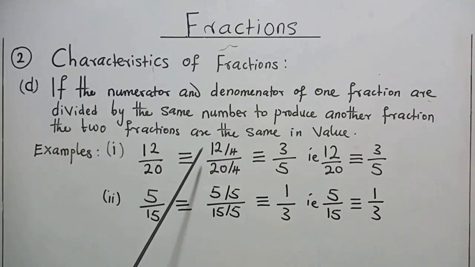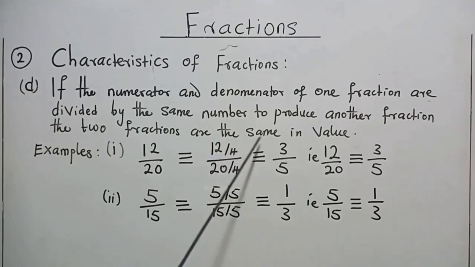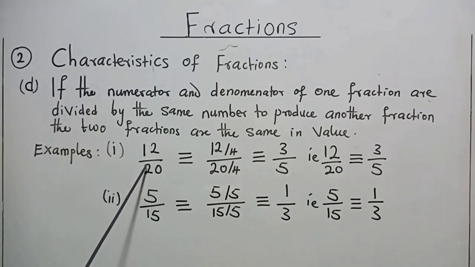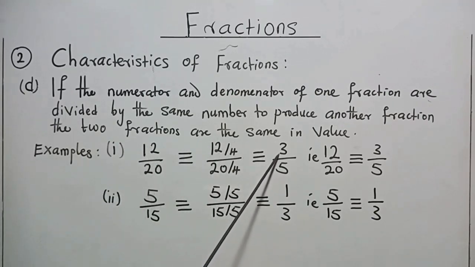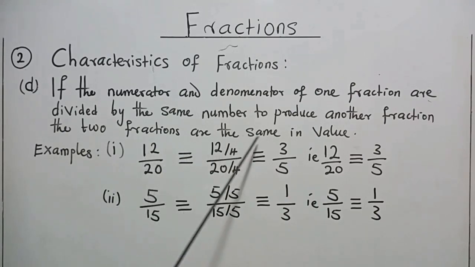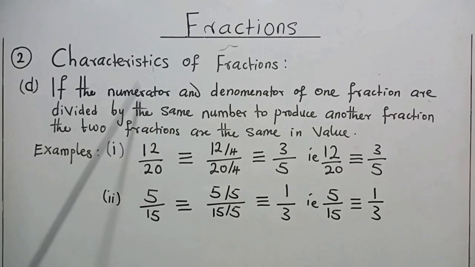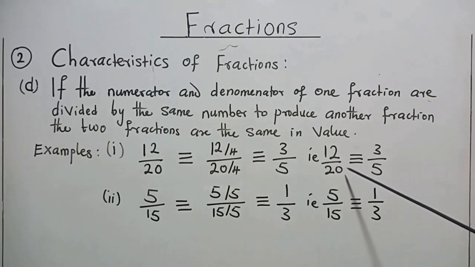Let's see the result. When 4 divides 12, the result is 3. When 4 divides 20, the result is 5. What it means is that the first fraction has produced another fraction. 12 over 20 has produced 3 over 5. The implication from this statement is that both fractions now have equal value. That is, 12 over 20 is equal in value with 3 over 5.